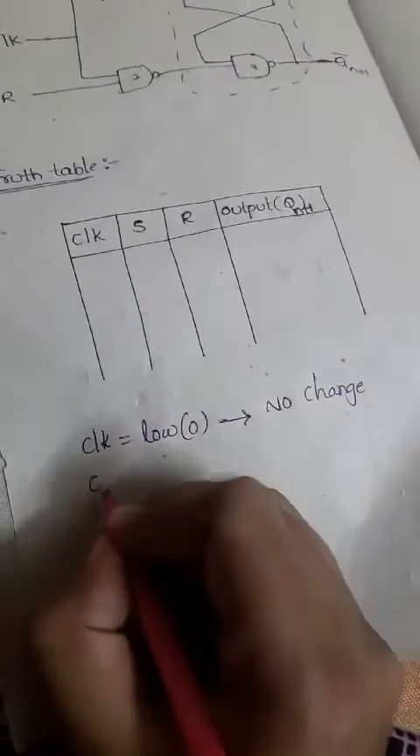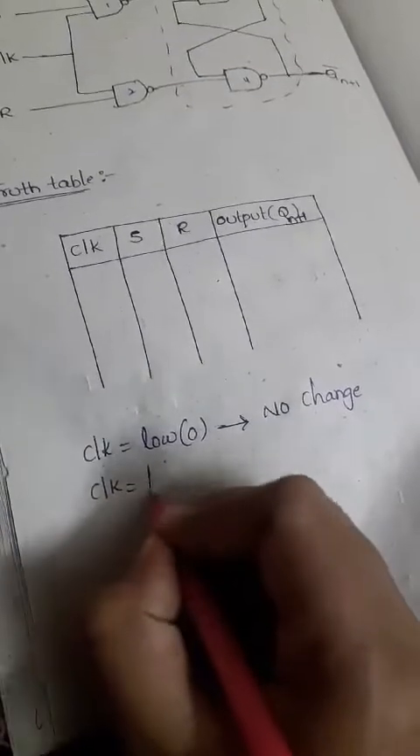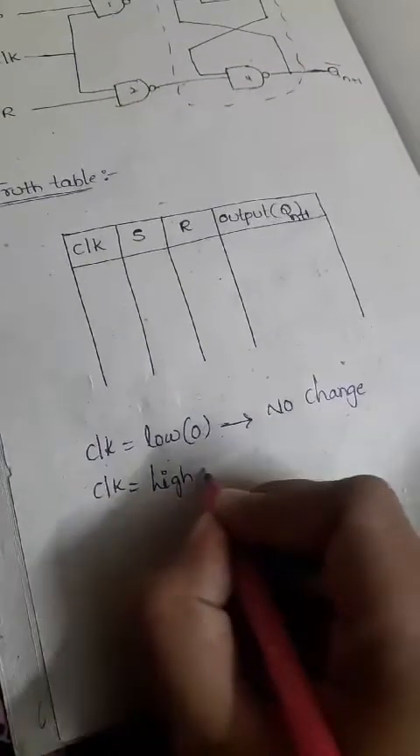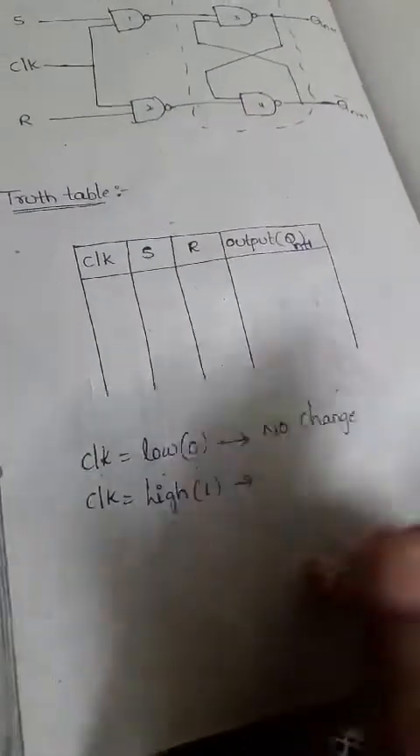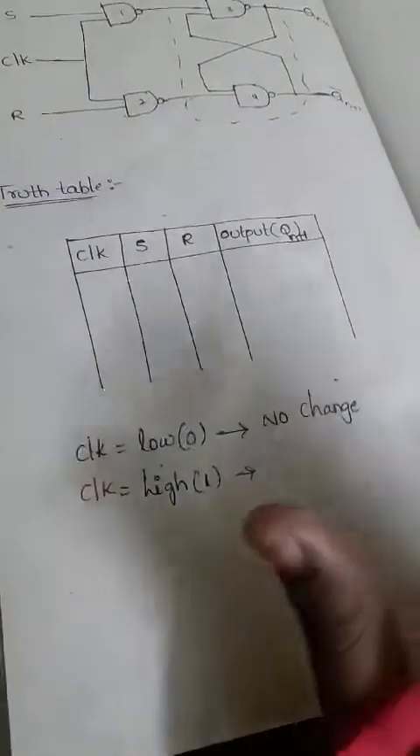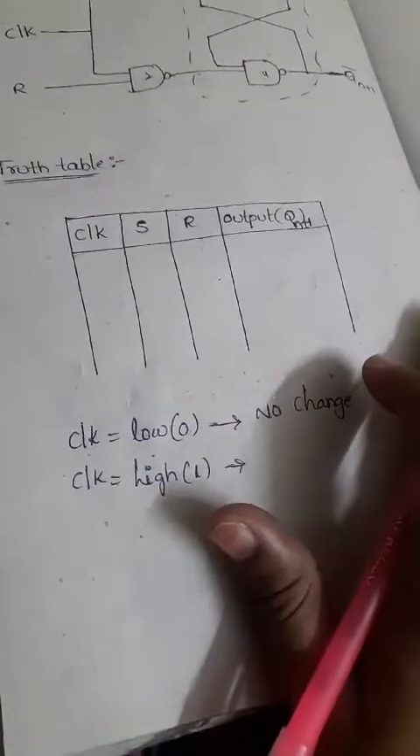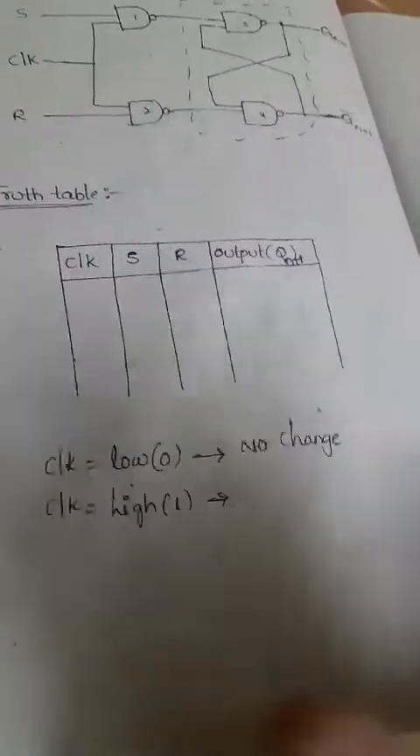Okay, so whenever the clock signal is high, that means 1, so compulsorily the inputs are affected by the output states. So that means we are getting the following outputs if the clock input is 1.